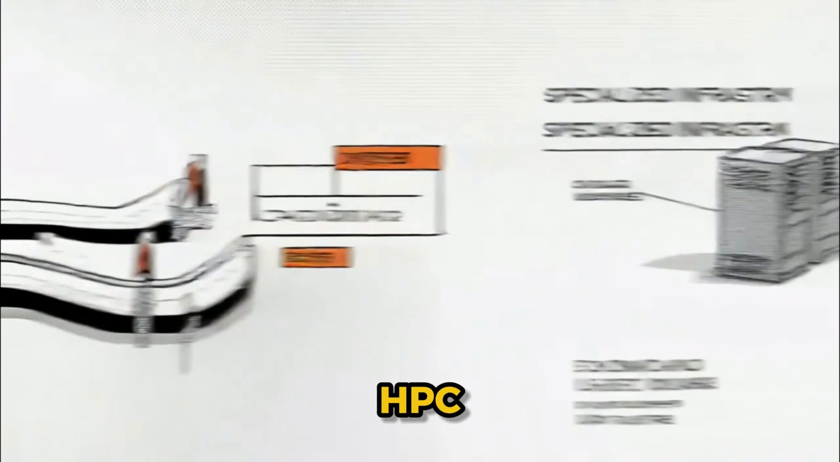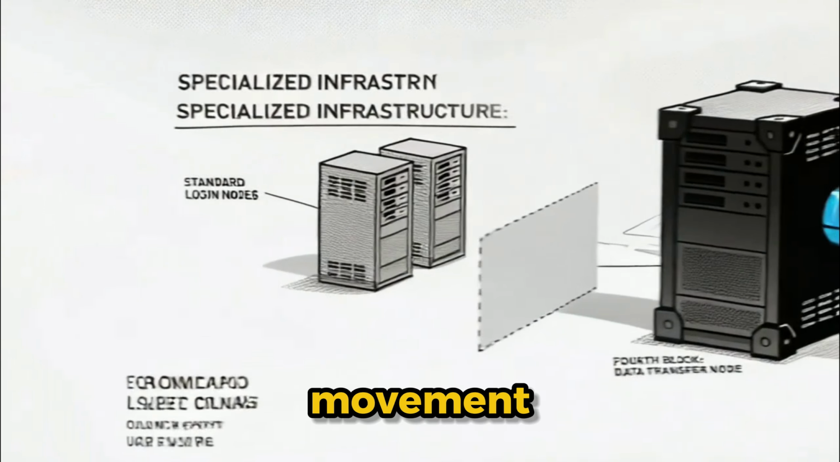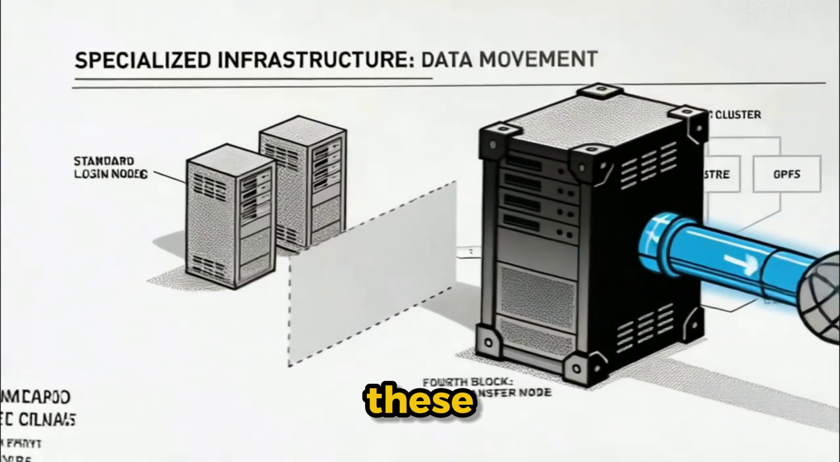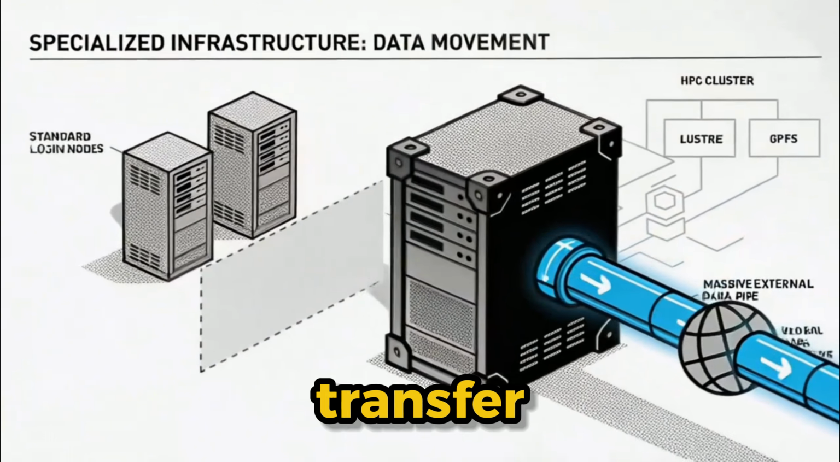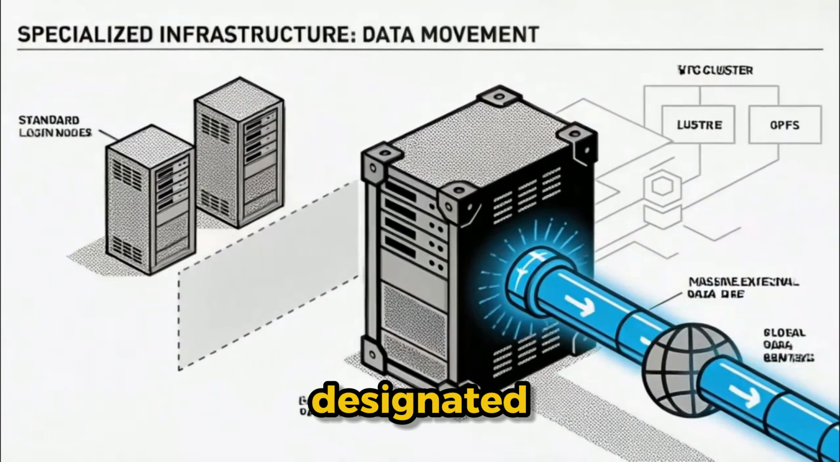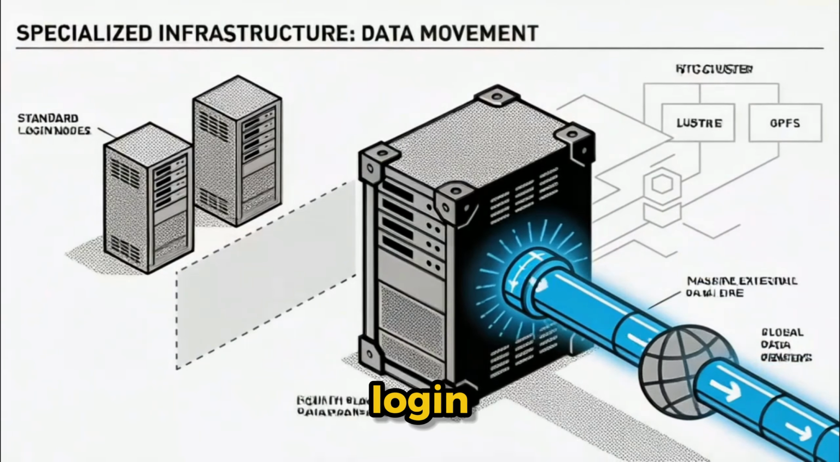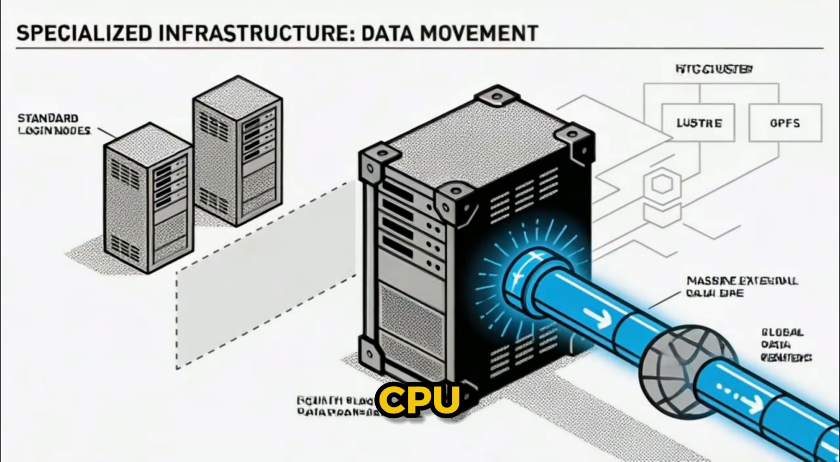The fourth is the data transfer node. Most modern HPC centers provide one or more login nodes specifically configured for data movement, separate from the interactive login nodes used for job submission. These nodes have dedicated high-bandwidth connections and are specifically tuned for transfer performance. You should always initiate large transfers from a designated data transfer node rather than a general login node, because general login nodes may throttle or kill transfer processes that consume significant CPU or memory.